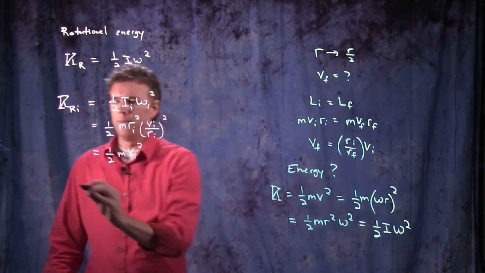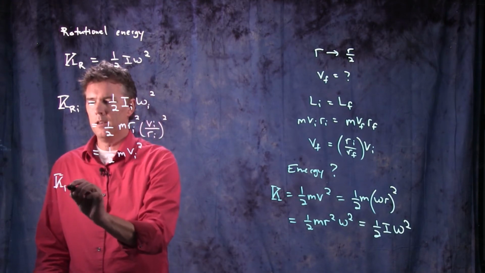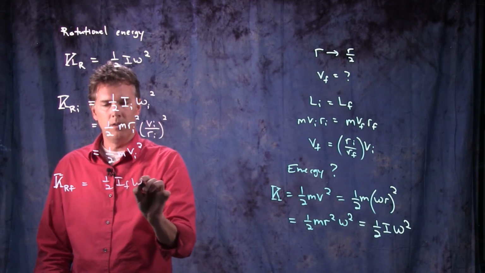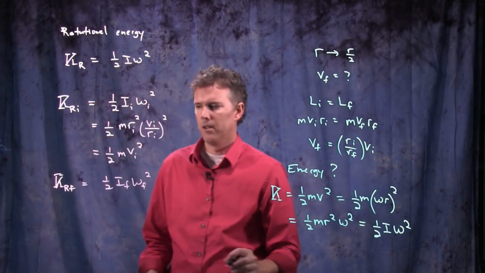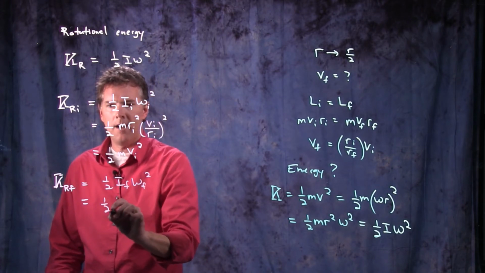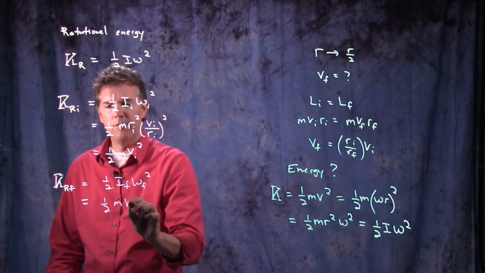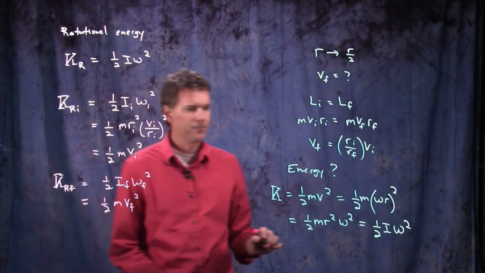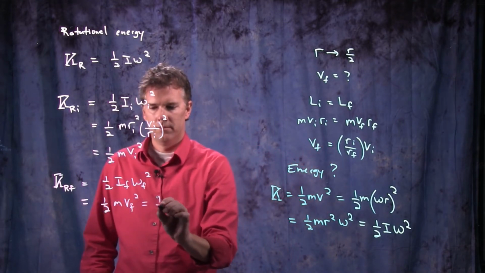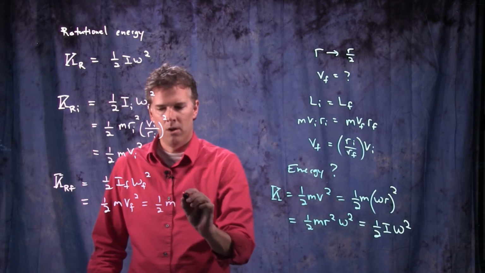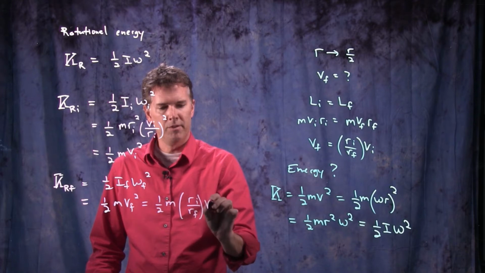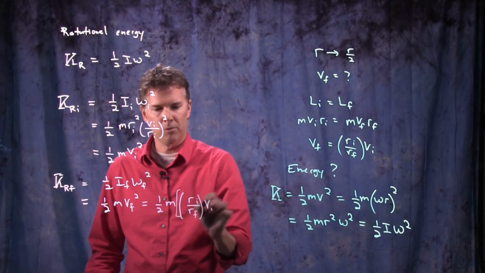But what about r final? When we pull this thing in, we've got 1/2 I final omega final squared. And that is, of course, by the same argument, going to become 1/2 times m v final squared. And we know exactly what v final is. V final is r initial over r final times v initial. And then we have to remember that we're squaring the whole thing.